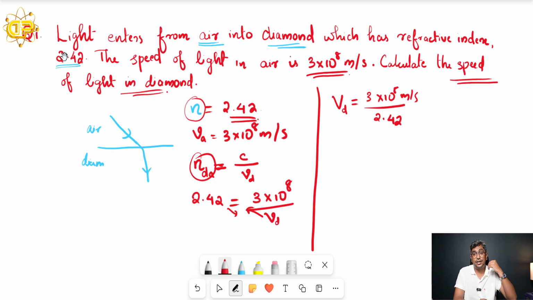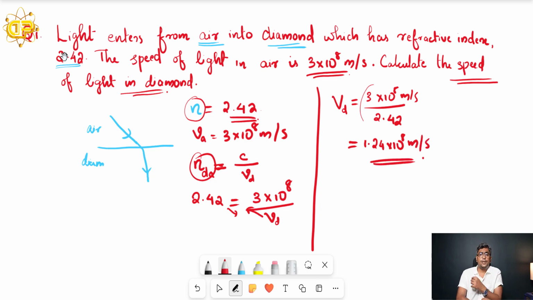Why? Because it's a ratio equation. Okay, so this is the case there. So what is the value here? By just calculating the values, you will get the answer, approximately 1.24 into 10 raised to 8 meter per second here.